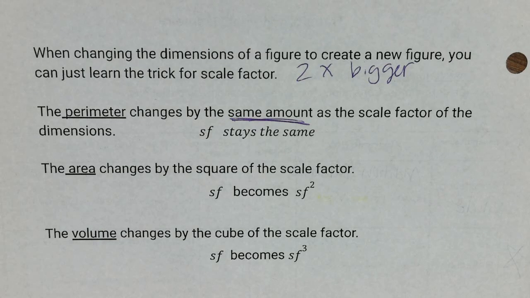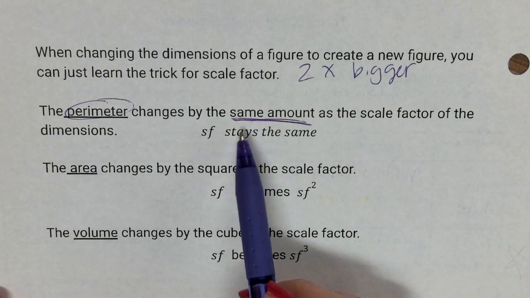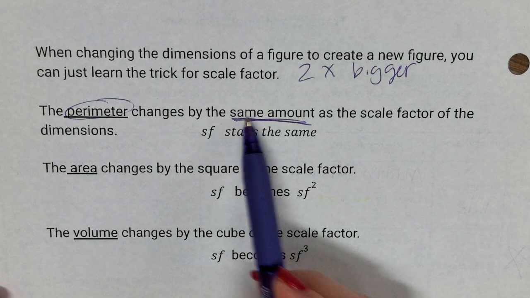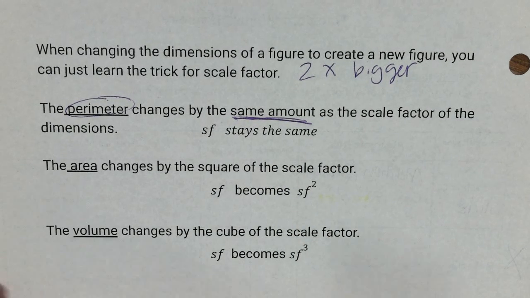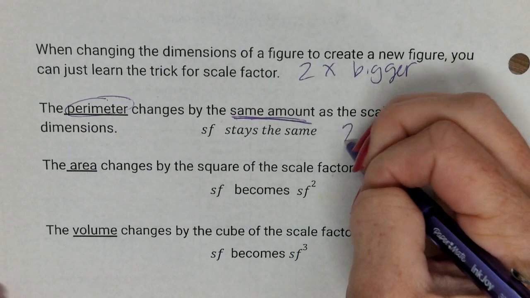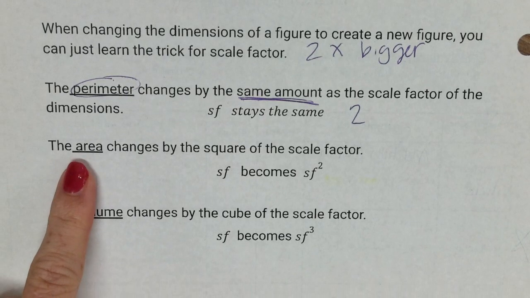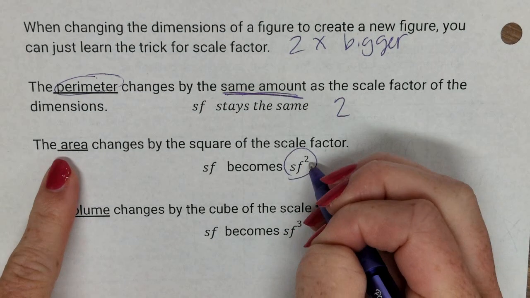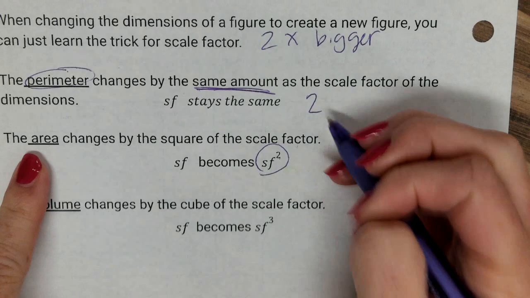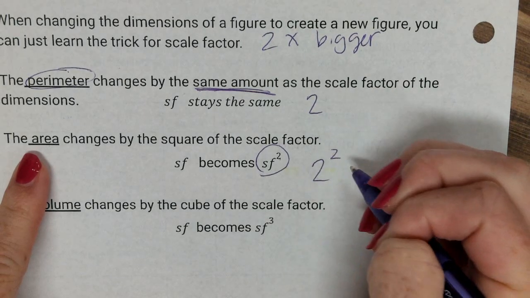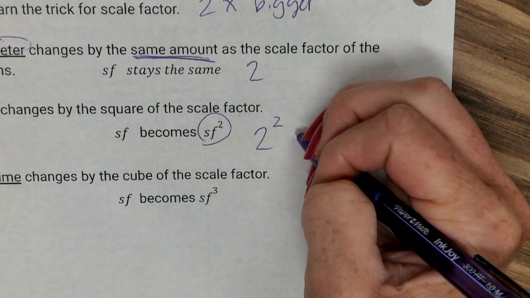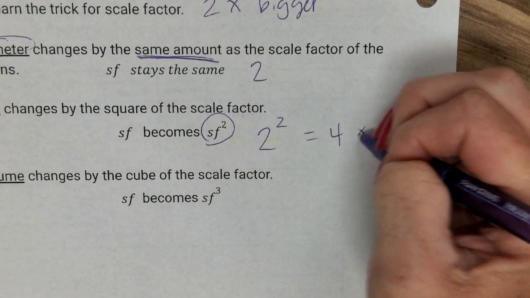So how would it change the perimeter? What does it say? The scale factor stays the same. So what would the scale factor for perimeter be? 2. So whatever scale factor they give you, the perimeter will be that many times bigger. But the area will not. You take the scale factor and you square it. So what was our scale factor? 2. And we square it. Well, 2 squared is 4. So the area would be 4 times bigger.